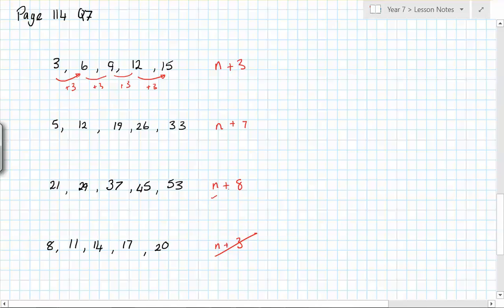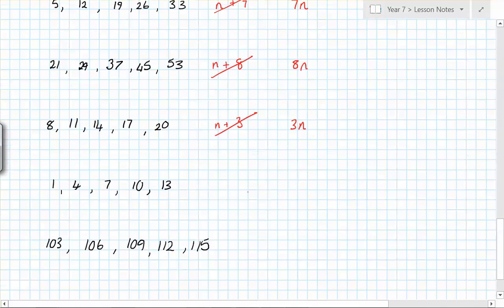So that is one thing I want to tell you. It might be right, but do not assume that that is the answer, because plus 3 is not n plus 3. Instead of n plus 3, plus 3 means it must be 3n. And the next one must be 7n. The next one will be 8n. The next one will be 3n.